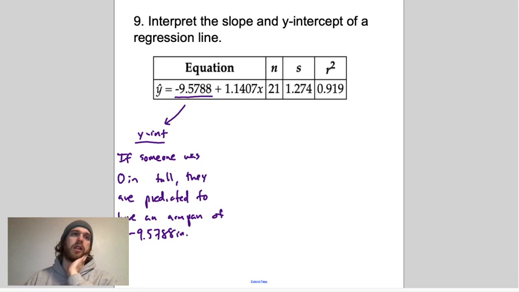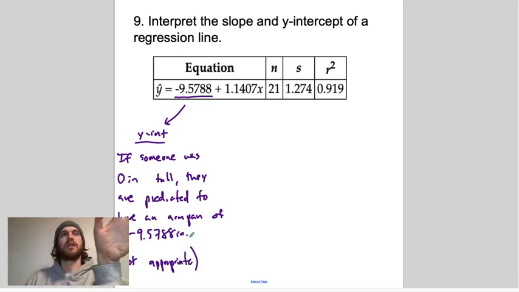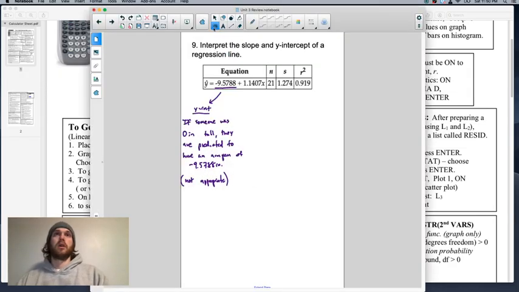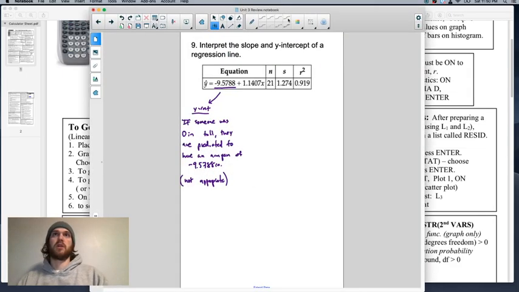This is not logical. It's not appropriate. It does not work for the context of our problem for multiple reasons. You can't have someone that's 0 inches tall. I mean, Ant-Man gets close, but I wonder what his arm span would be comparable. Okay, let's go ahead and take a look. Slope. Now this one we can.